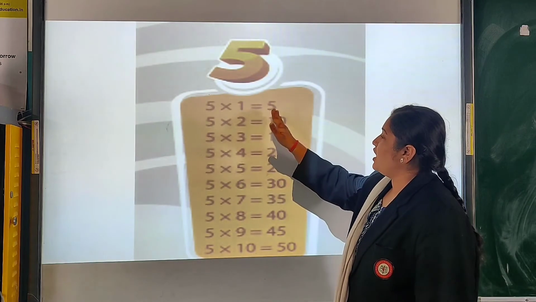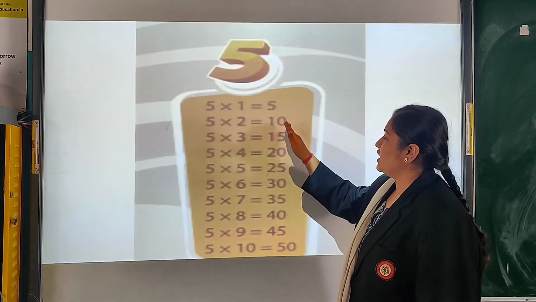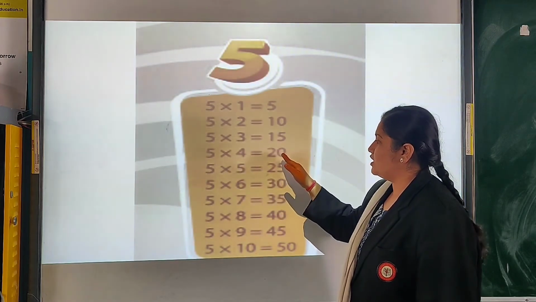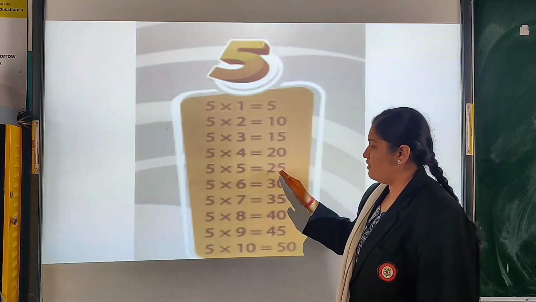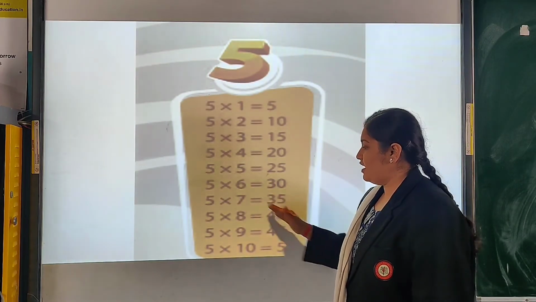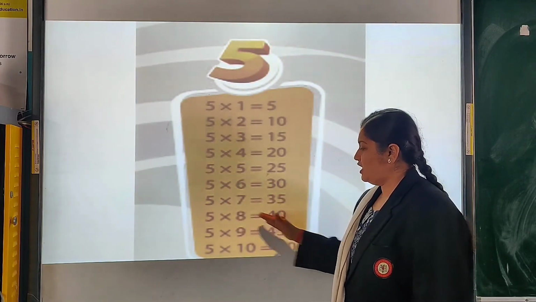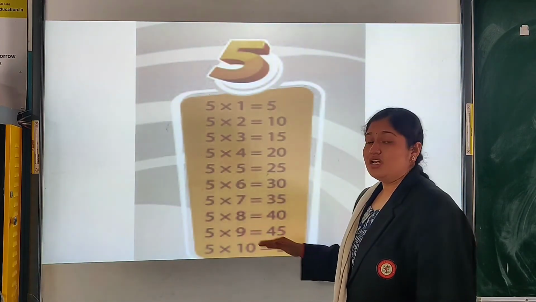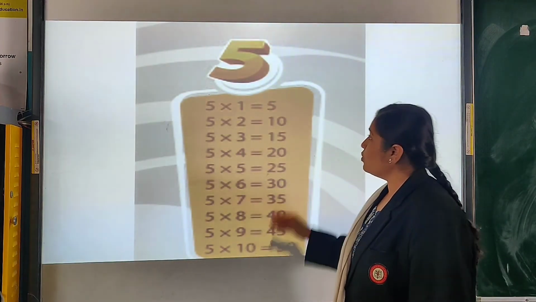5 ones are 5, 5 twos are 10, 5 threes are 15, 5 fours are 20, 5 fives are 25, 5 sixes are 30, 5 sevens are 35, 5 eights are 40, 5 nines are 45, 5 tens are 50. Okay? So write down this also.